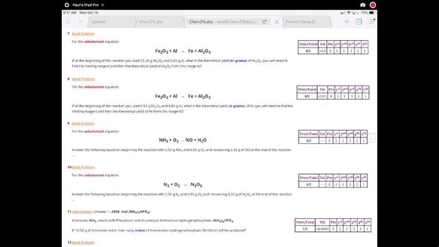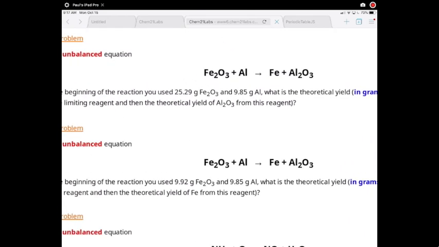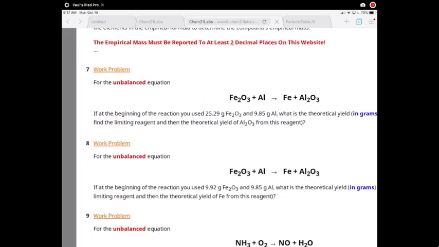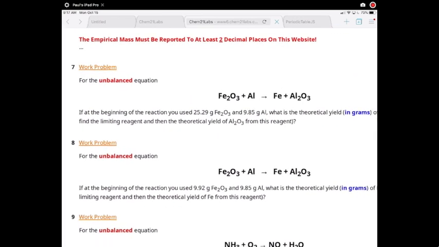Look at number 7 here. You can't quite see it. Okay, so here is an equation that I have to work. It's an unbalanced equation. It has iron 3 oxide plus aluminum creates iron metal and aluminum oxide. At the beginning of this reaction, you use 25.92 grams of iron 3 oxide and 9.85 grams of aluminum. What is the theoretical yield?